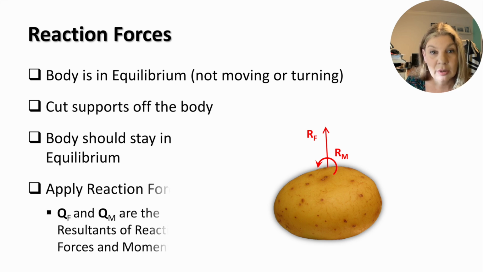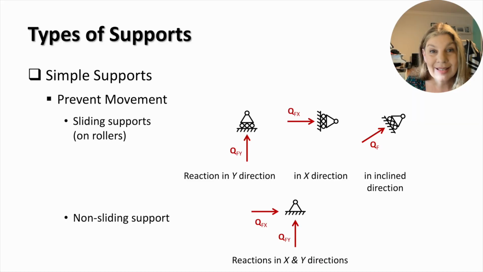To keep the body in equilibrium, a force and moment equal and opposite to the external ones should be applied. These forces, QF and moment, QM, represent the resultant reactions applied by the supports. There are several types of supports used in structural analysis. We will only look at planar supports in this series of lectures.